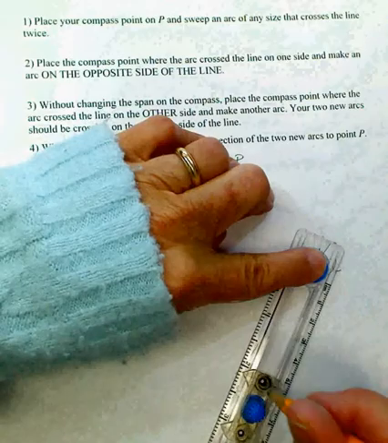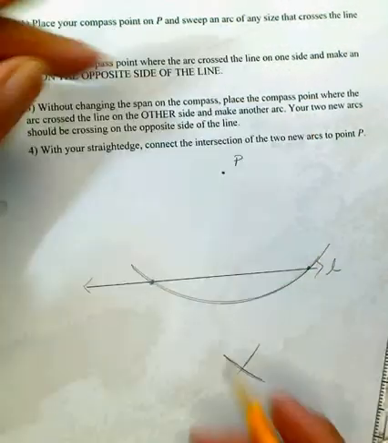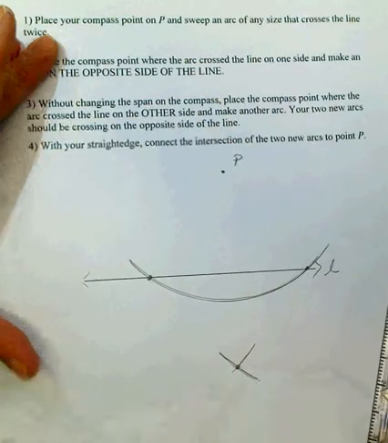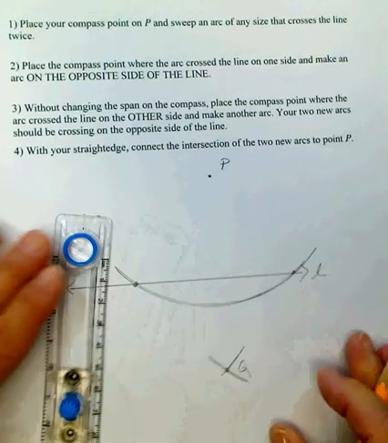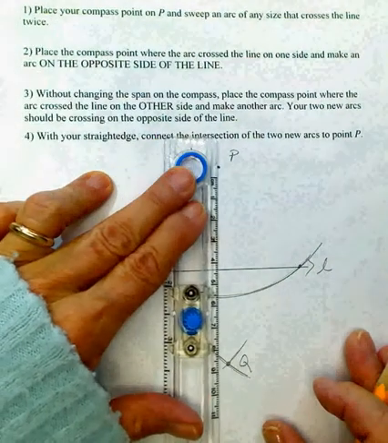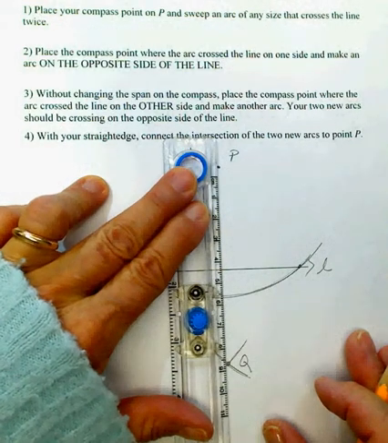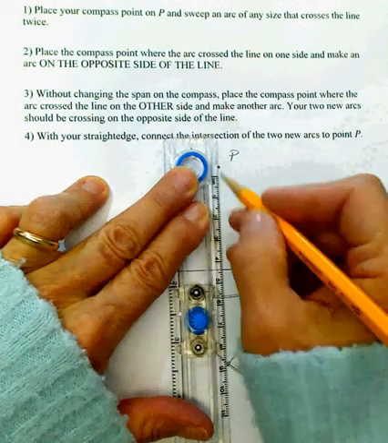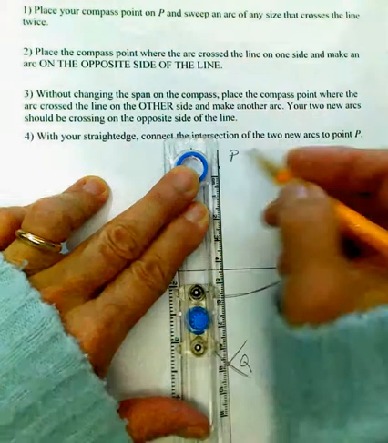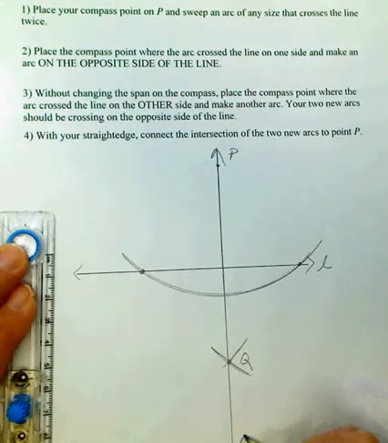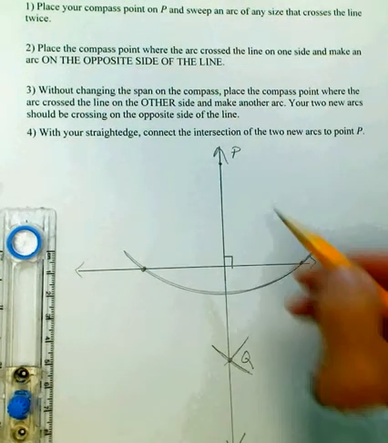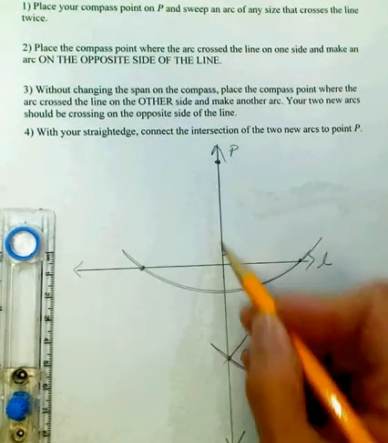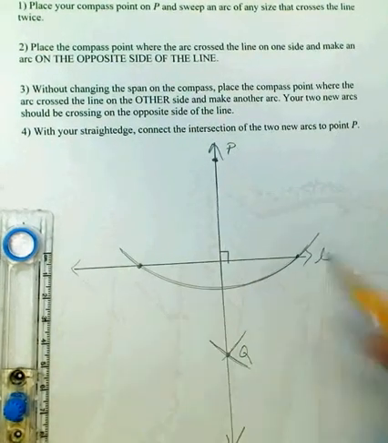Okay. And where those two arcs intersect, we're going to put another point. We'll call this point Q. And if we draw line PQ, we can be sure, if this has been done carefully, that line PQ is perpendicular to line L. So from point P, we've drawn a perpendicular to line L.